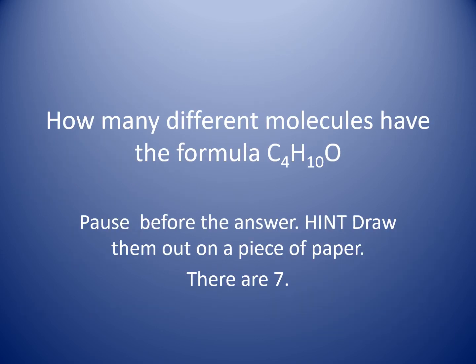And here's an organic chemistry puzzle for you. How many molecules have 4 carbon atoms, 10 hydrogen atoms and 1 oxygen? You probably won't have met this before, but every carbon has 4 bonds, every oxygen has 2, and hydrogen has 1. So you could try drawing out how many different combinations of C4H10O you can come up with. There are 7. Pause the video before you see the answers.